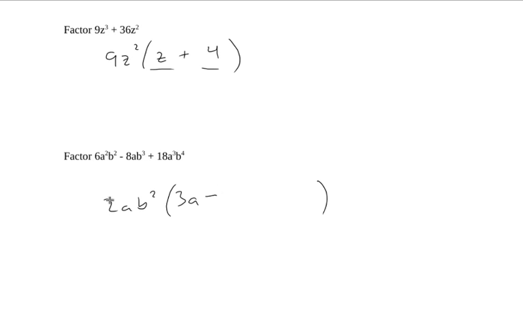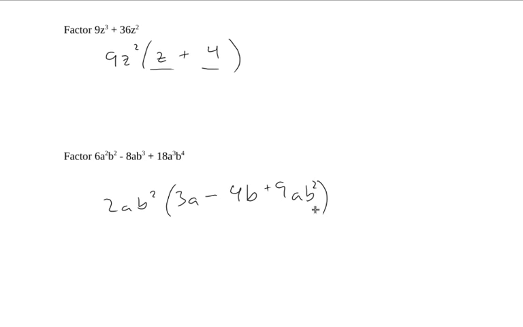Alright, what number times 2 gives me 8? You'll notice when I'm asking this, I'm really just doing division. So instead of going backwards like this, you could go forwards. You could say 8 divided by 2 is 4. A divided by a is 1, so I don't need to write anything. B cubed divided by b squared is b. And let's see, 18 divided by 2 is 9. A cubed divided by a is a squared. B to the fourth divided by b squared is b squared.